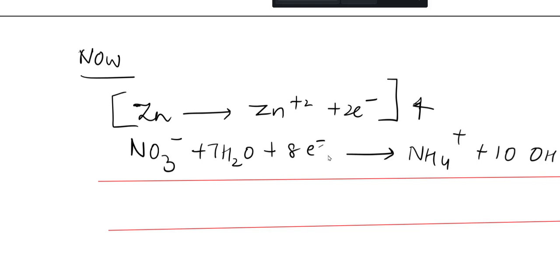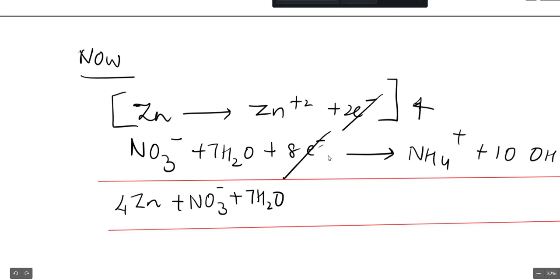This zinc, how many are there? 4 zincs are there. So let us write 4 Zn plus. How many NO3s are there? NO3 is only 1. NO3 minus. How many H2Os are there? 7 H2O. This 8 electron and this 8 electron gets cancelled. Next. How many zincs? 4 Zn2+. How many NH4s? NH4 plus. How many OH? Plus 10 OH minus. Don't get confused here. 0, 0.